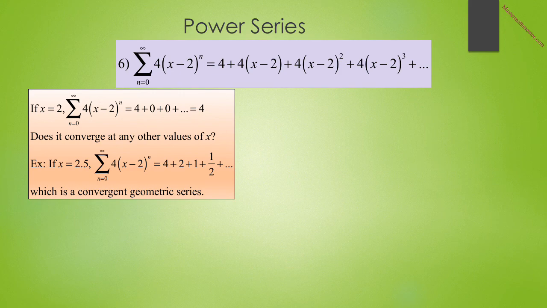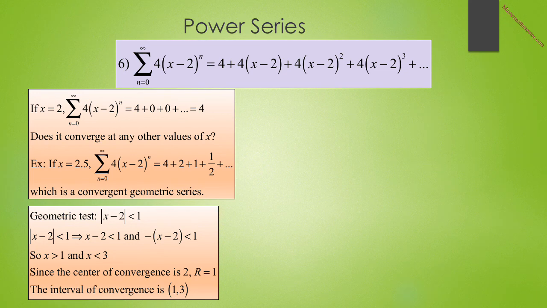Does it converge anywhere else? If x, for instance, is 2.5, then our series, summation n equals 0 to infinity of 4 times (x minus 2) to the nth power, is 4 plus 2 plus 1 plus 1/2 plus dot dot dot, and that is a convergent geometric series. So the question is, what are the range of values where our series is convergent?